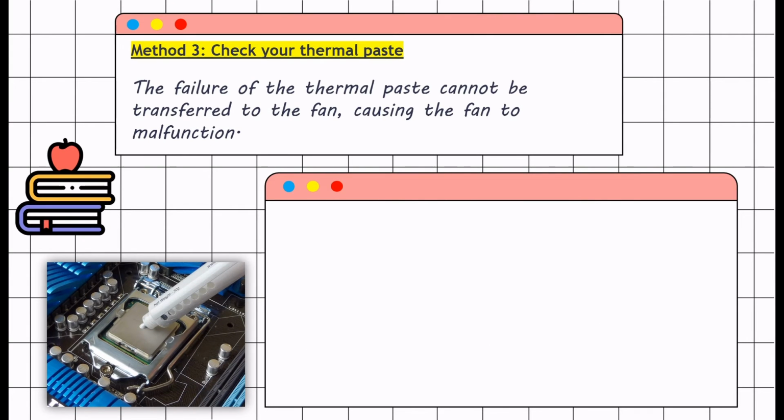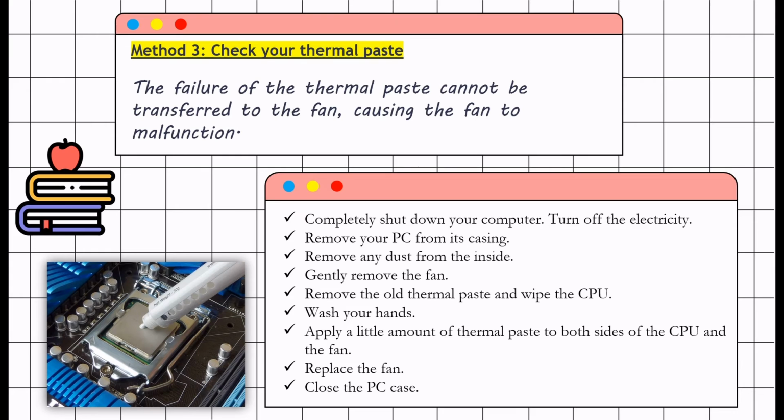Method 3. Check your thermal paste. You must completely shut down your computer, turn off the electricity, remove your PC from its casing, and remove any dust from the inside. Gently remove the fan, remove the old thermal paste and wipe the CPU, wash your hands, apply a little amount of thermal paste to both sides of the CPU and the fan, replace the fan and close the PC case.